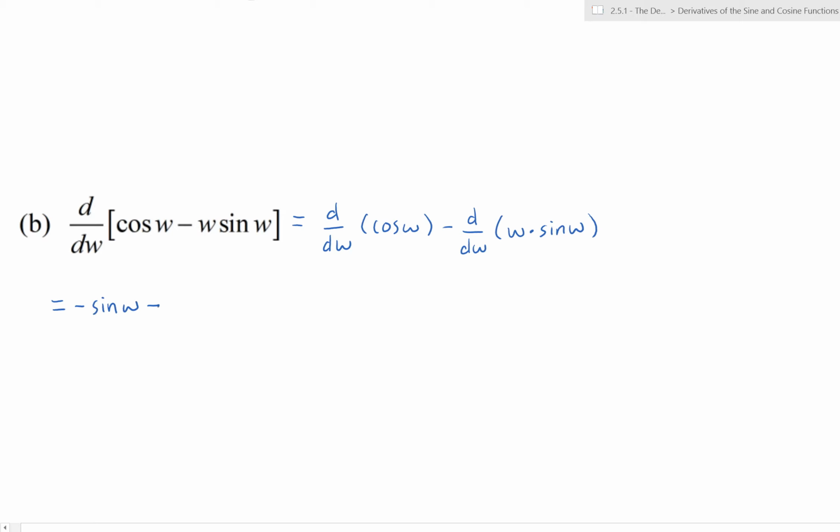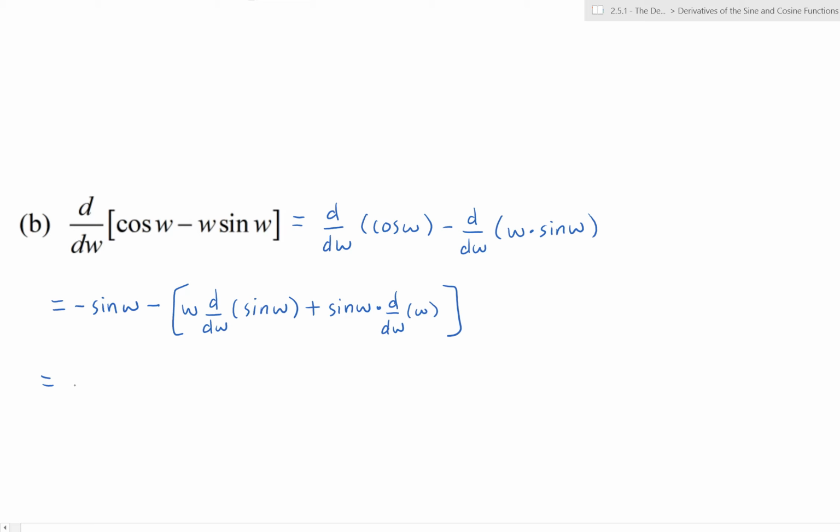And then minus, well, I have a product rule again, right? The derivative of w times sine of w with respect to w. So I got to apply the product rule. And because that minus sign's out in front, I got to remember to keep that minus sign attached to my entire product rule. So maybe in brackets here, we'll write, product rule: w times the derivative with respect to w of sine of w, and then plus sine of w times the derivative with respect to w of w.